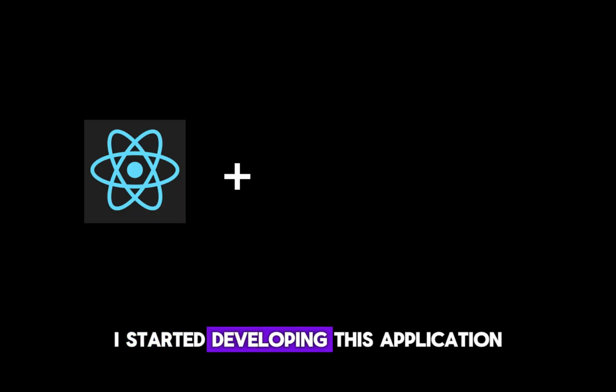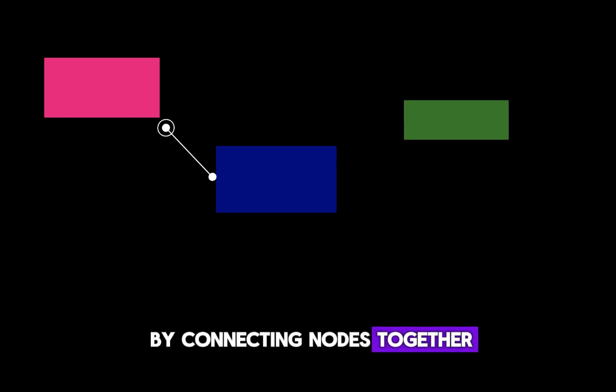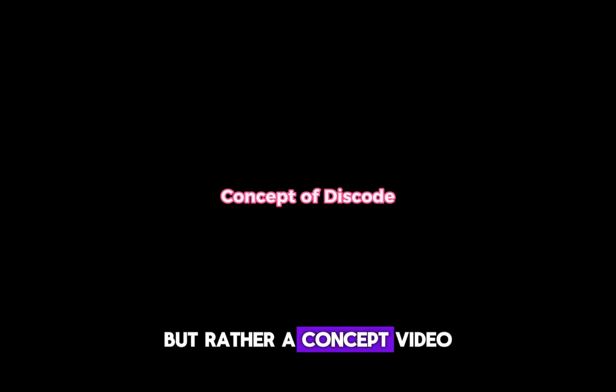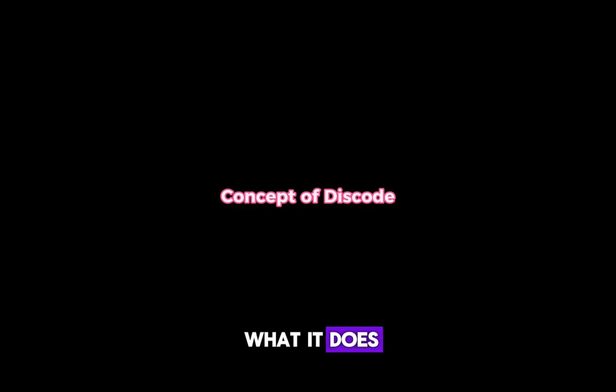Discode is an application that allows users to create simple Discord bots without having to write any code. I started developing this application in my attempt to learn react.js. The app basically works by connecting nodes together, which then allows users to create simple Discord bot logic. This video is not a tutorial or anything of that sort, but rather a concept video explaining the concept of Discode, how it works and what it does.